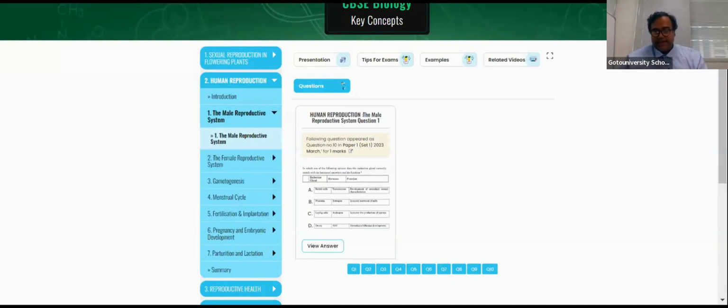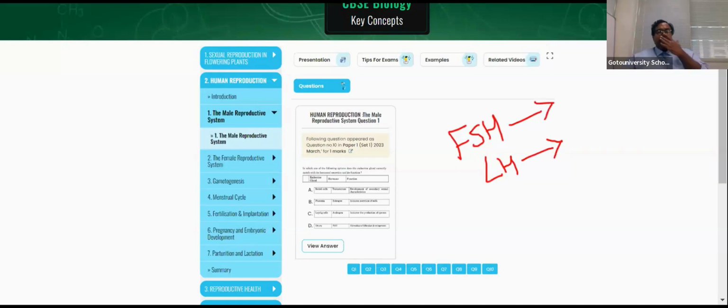Can any one of you say the Leydig cell is activated by two important hormones? One is called FSH, another is called LH. FSH is follicle stimulating hormone. LH is luteinizing hormone. Follicle stimulating hormone and luteinizing hormone together are called gonadotrophins. These gonadotrophins are very important for the sperm synthesis process to happen, right?